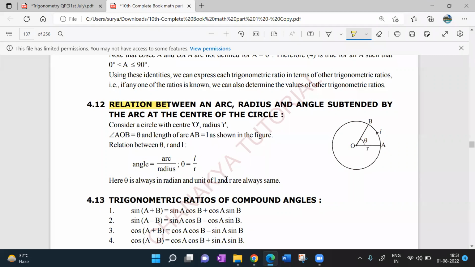Look at it here. Relation between an arc, radius, and angle subtended by the arc at the center of the circle. So how do you find out that angle? The formula is theta is equal to L by R. Theta is the angle, L is the arc length, R is the radius. Theta is equal to L by R is the formula to find this angle. Very simple. Next.